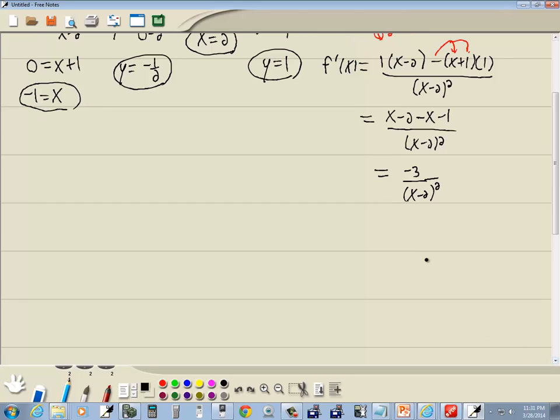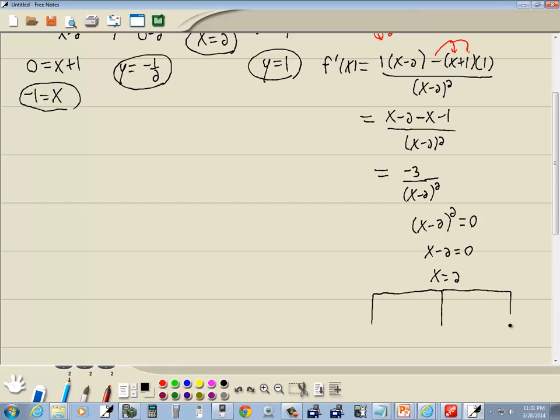Well, we want to find our critical values. And when you've got a fraction, you set your top equal to 0 and you set your bottom equal to 0. Now, there's no need to set negative 3 equal to 0 because there's no variable there. So we'll just set the bottom part equal to 0. So (x minus 2) squared is equal to 0. Whenever you have parentheses to a power equal to 0, you can just set what's inside your parentheses equal to 0. So x minus 2 is equal to 0, or x is equal to 2.